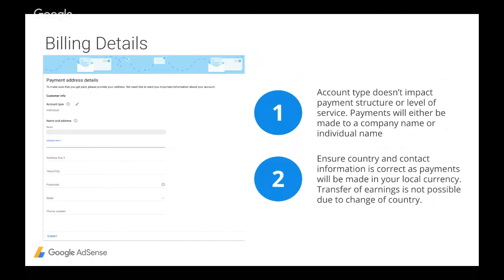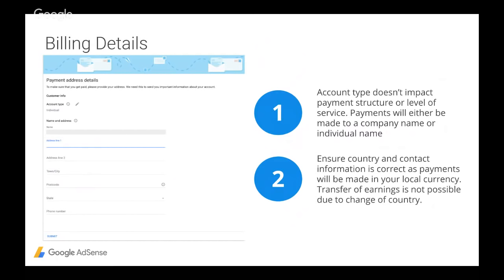So what did we do? We put in our website. We also went through the Google account registration. And the third step is the billing details. The billing details are very important because, first of all, it tells us who you are. And also, it gives us the address and the information for the person who will be owning the account. There are 2 account types. One is individual and one is business. It doesn't really impact the payment structure or the level of service.